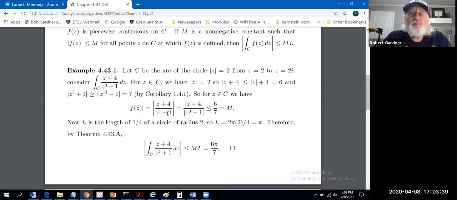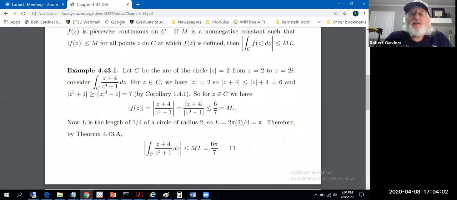So we'll paste these two pieces of information together. We've got an upper bound of 6 on the numerator, and an upper bound of 1/7 on 1 over the denominator. We've got, if you like, numerator times 1 over denominator. So we get 6/7 as the bound on the function when z is an element of that arc C. So we'll call that M.